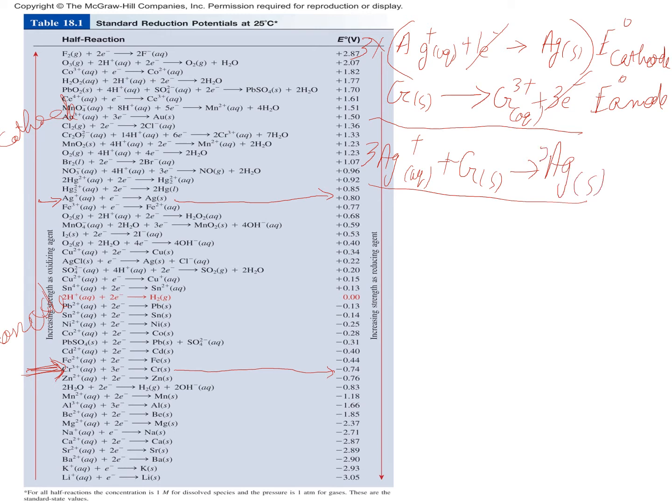What did I forget here? 3. This is 3 silver, plus 1 Cr3+ ion. Okay, that is my balanced overall reaction.